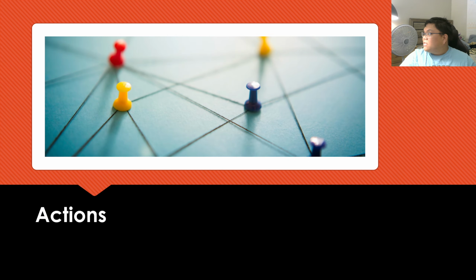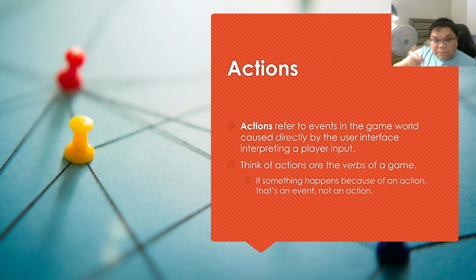Okay, actions. So, a game has challenges that the player must surmount. A game also has actions that the player can do. Actions refer to events in the game world caused directly by the user interface interpreting a player input. Think of actions as the verbs of your game. The player can jump, the player can slash, the player can walk. If something happens because of an action, that's an event, not an action.